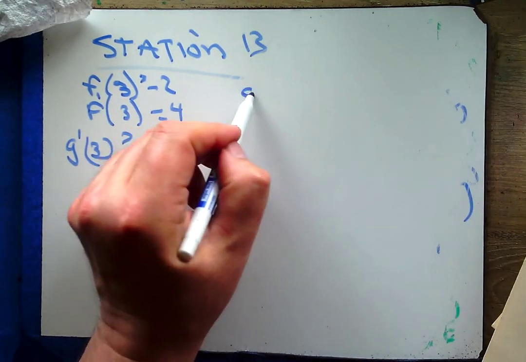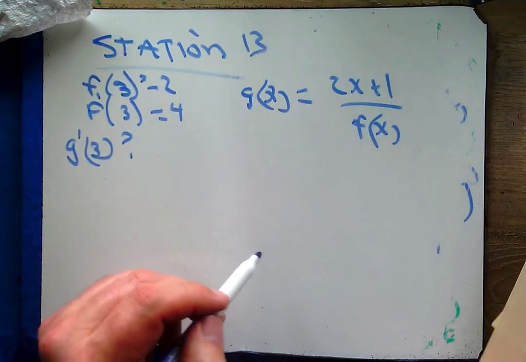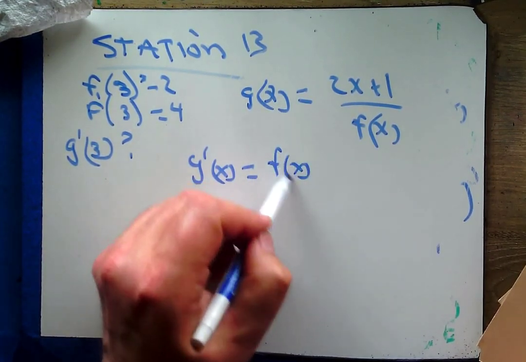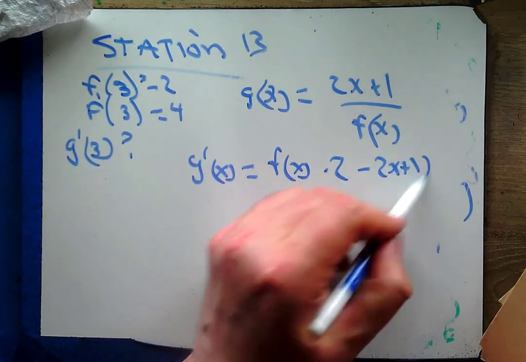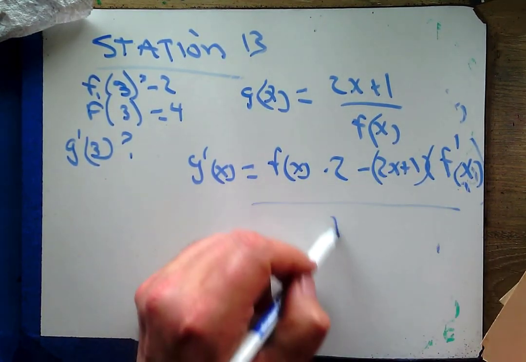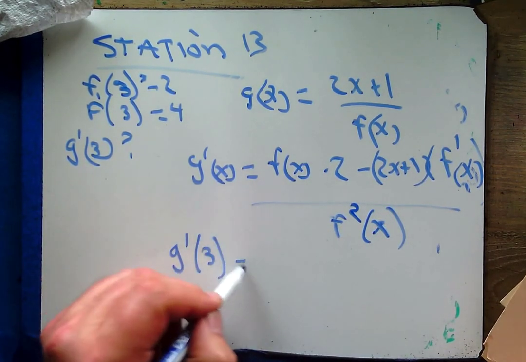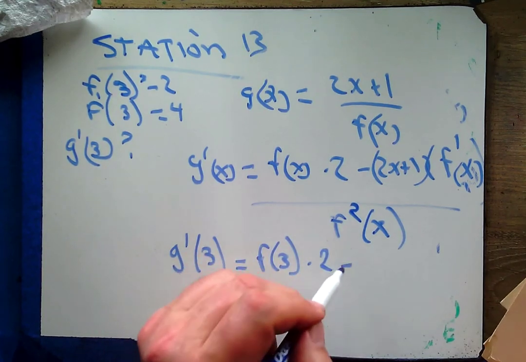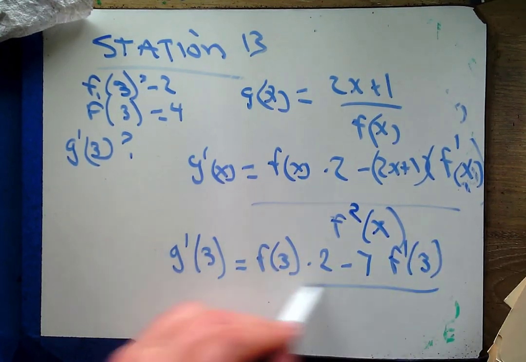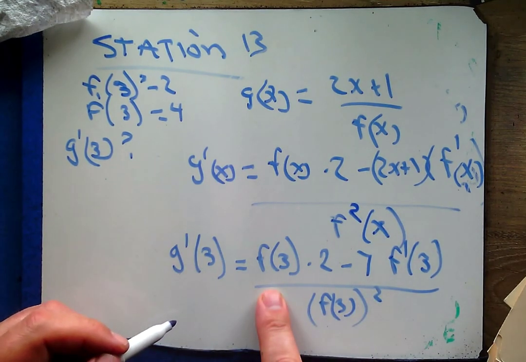In part B, we're given that g of x this time is 2x plus 1 over f of x. So in order to find g prime of x, I need to use the quotient rule: low d high minus high d low, all over low squared. And we want g prime of 3, so that's going to be f of 3 times 2 minus 3 times 2 is 6 plus 1 is 7 times f prime of 3, over f of 3 squared.